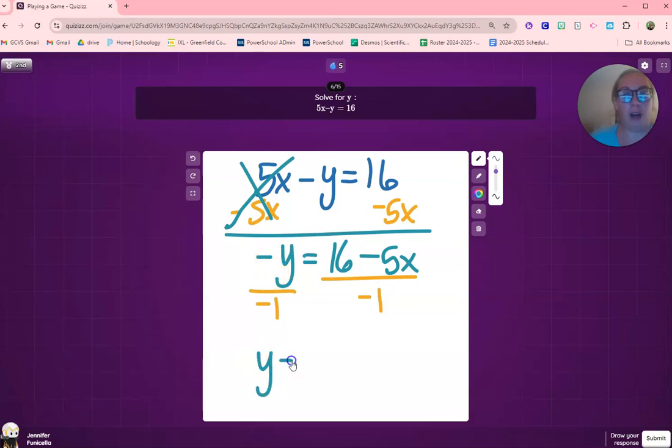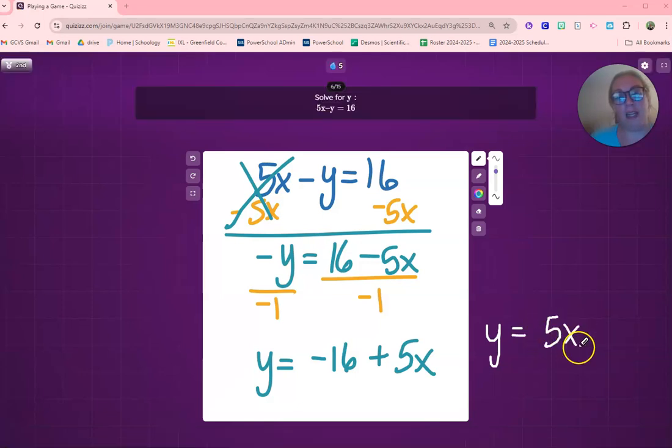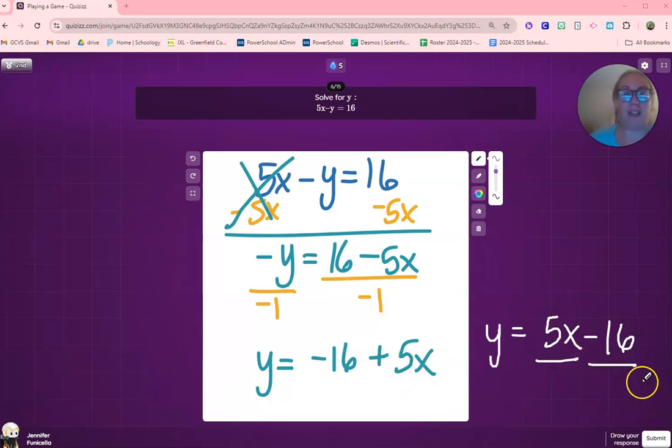And we get 1y equals a negative 16 plus 5x. And again, we could write this as 5x minus 16. That is the same exact thing, but with that x term in the front. But we have a positive 5x and a negative 16 is the key important part here. So once you're all set there, hit submit.